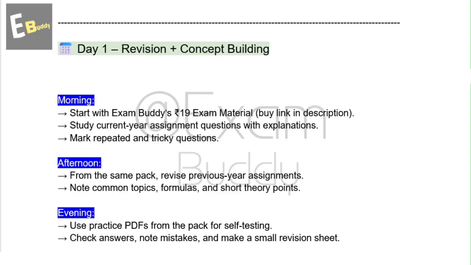So let's discuss our day 2. What do you have to do in day 2? In day 2, you have to do practice plus final preparation. How do you practice and how do you prepare for the final? The goal is to boost speed, accuracy and confidence before the exam.